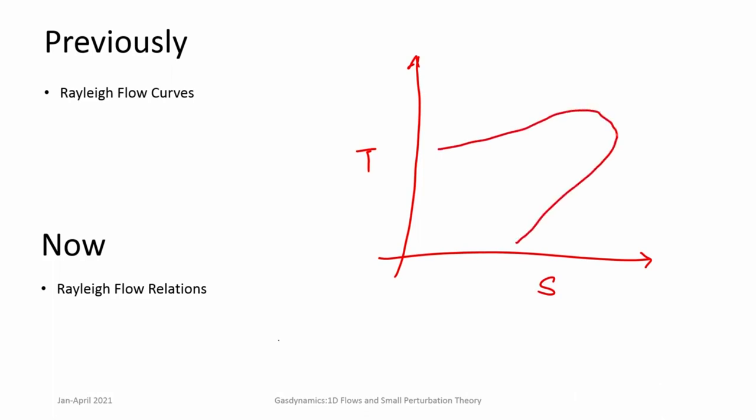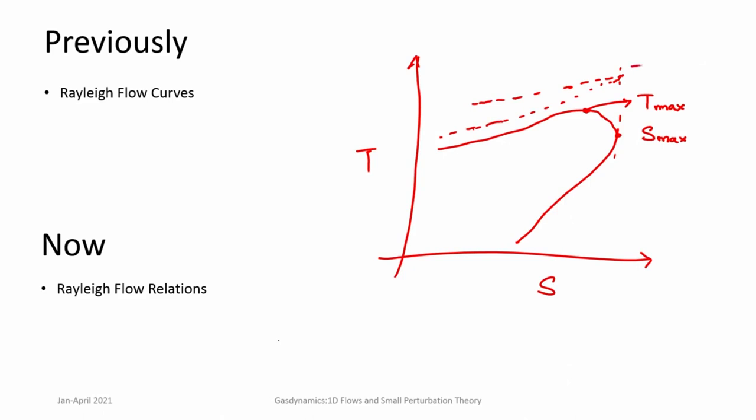It has two branches and two critical points. This point is where temperature is maximum, and this is a point where entropy is maximum. So this corresponds to a Rayleigh curve, and this is for static conditions. You can also draw the corresponding stagnation conditions, and at the point of maximum entropy, you have maximum heat addition also.